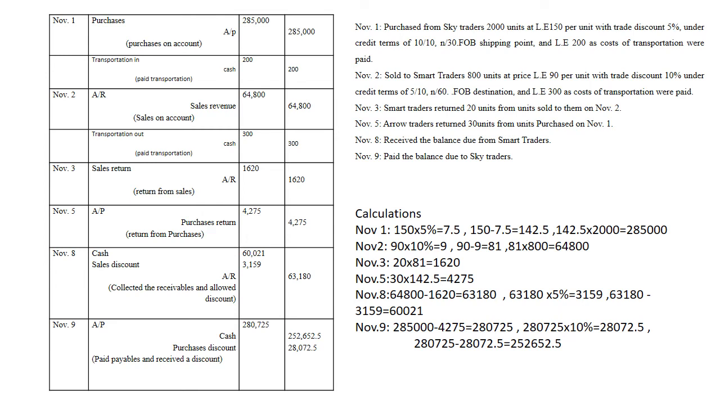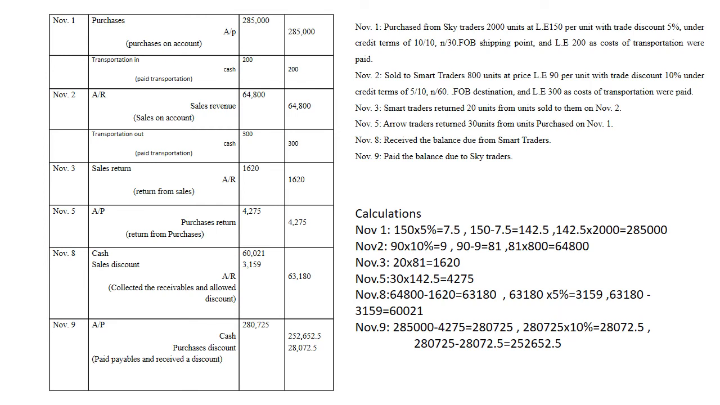But I need to check whether it's within the 10 days or it's a late payment or a late collection of the money. Yes, it's within the 10 days because the selling of the goods was on November 2nd and now the money is received on November 8th. So it's within the 10 days. So it's going to give a discount. Arrow Trader is going to give a discount that he promised, 5%.